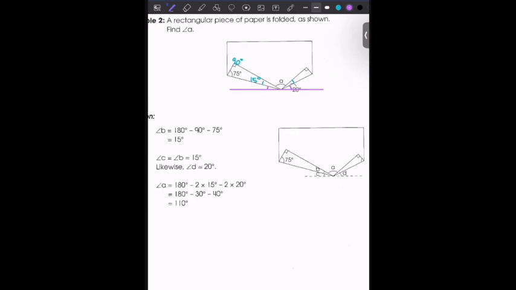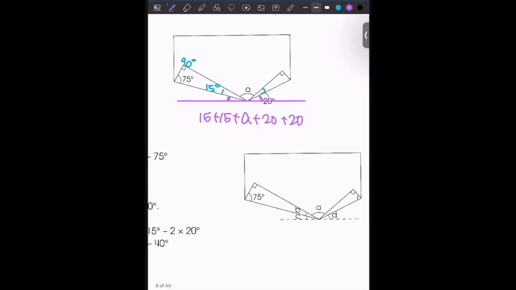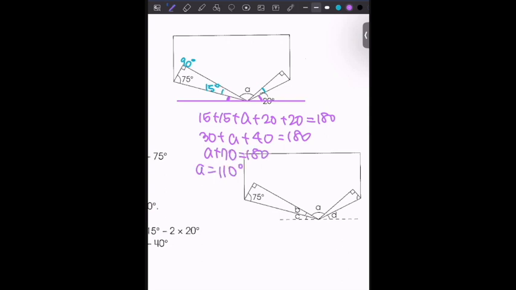This purple angle is going to be identical to this 15 degree angle, and this purple angle is going to be identical to this angle. So what we have is 15 degrees plus 15 degrees plus A plus 20 degrees plus 20 degrees, and that should all add up to 180. So we have 30 plus A plus 40, which is equal to 180. And so A plus 70 is going to be 180, and A is going to be 110 degrees. So angle A is 110 degrees.